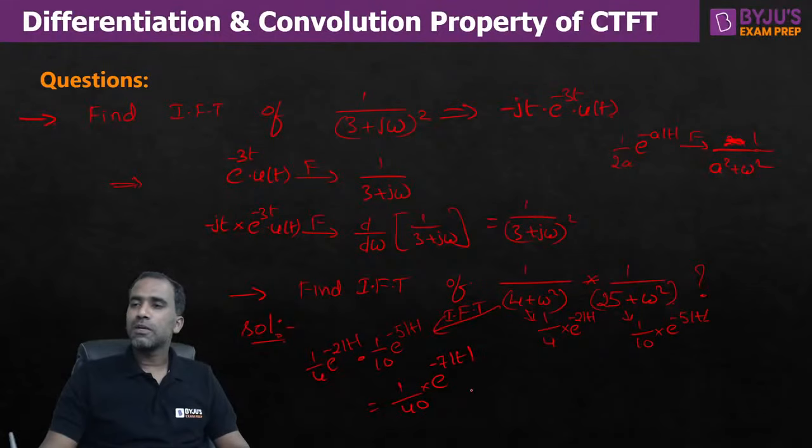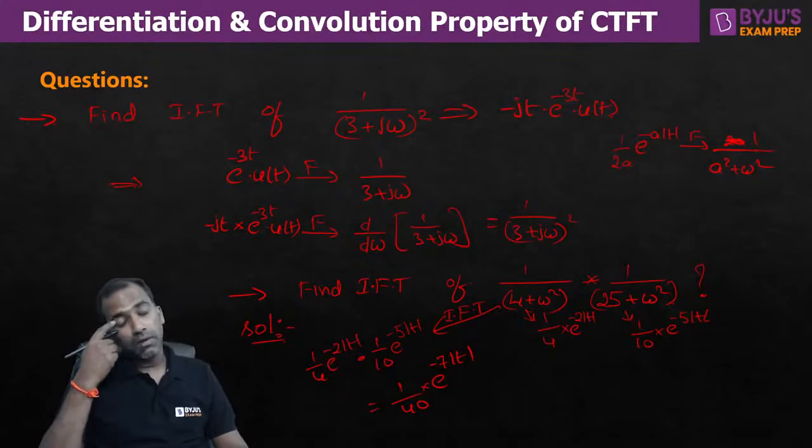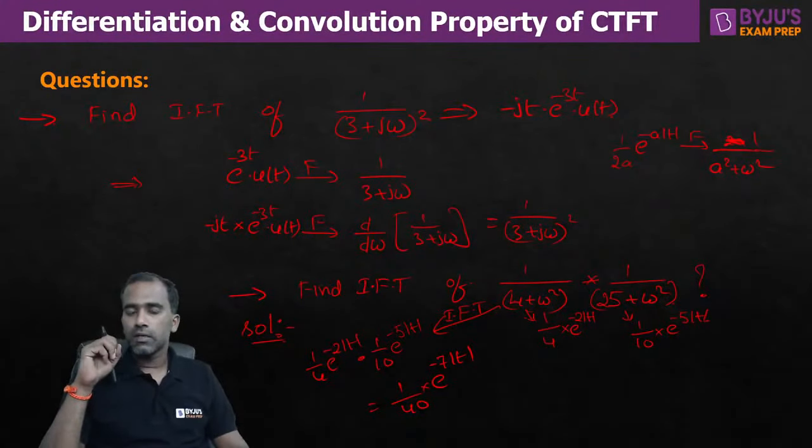See the result, how simple it looks. The result is looking very, very simple, just by using the convolution properties. So remember, understand this: whatever functions look very complicated, with the help of properties you can analyze them in a much easier way, in a shorter duration of time.